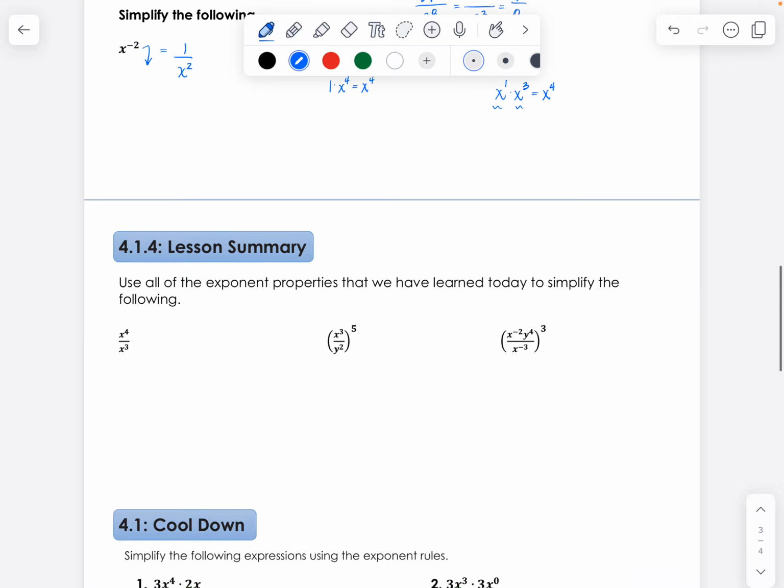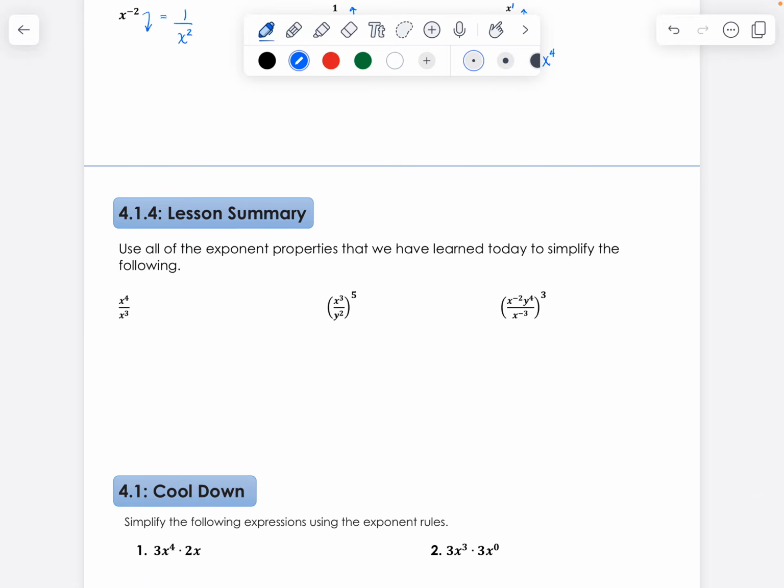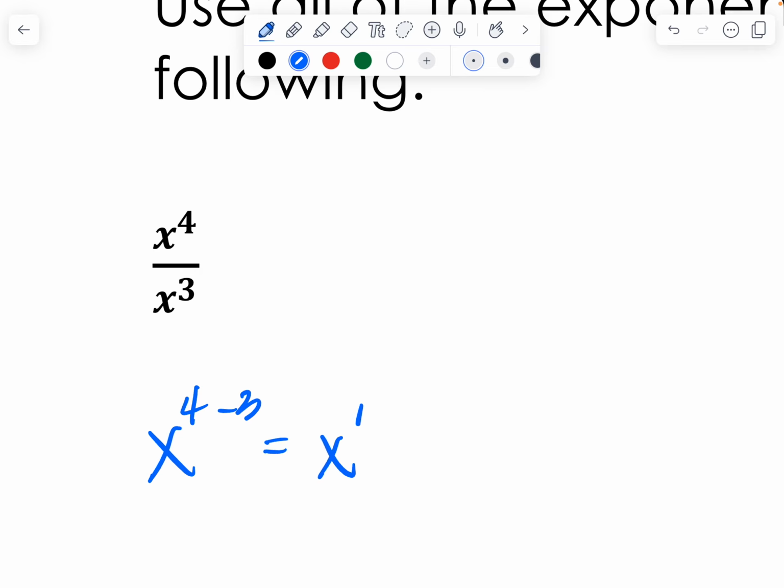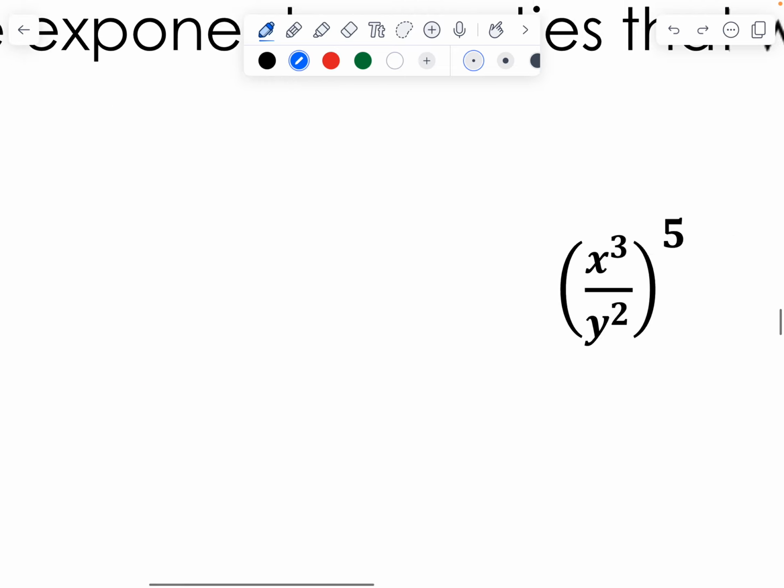Okay, so now we're going to put it all together. So use all of the exponent properties that we have learned today to simplify. So here we have a quotient, x to the 4th over x to the 3rd. When we have a quotient, we subtract. That's one way to do it. So we'll have x to the 1st or just x. Or you could have said to yourself, which one has more? The top. By how many? 1. So we leave x to the 1st on top. All right. You don't have to leave a placeholder 1 on the bottom here because there's always a 1 on the bottom, but you could if you wanted to.